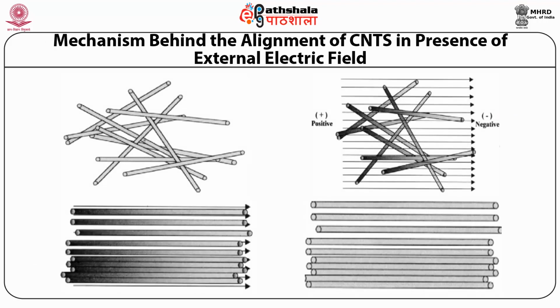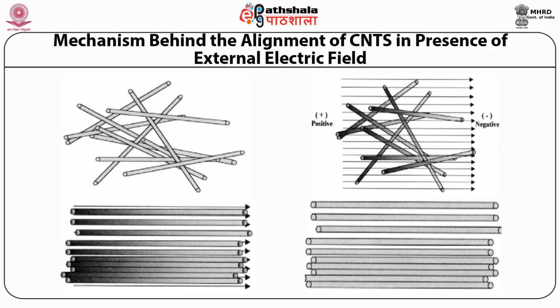I want to discuss the mechanism behind the alignment of CNT in the presence of an external electric field. The random orientation of carbon nanotubes in the absence of an electric field is shown in the figure. The application of an electric field is shown by the horizontal line with an arrow, which induces a shifting of charge density towards the positive polarity on the surface of the tube. The distribution of charge on the tube surface provides an induced dipole moment, resulting in a torque. Torque is equal to P cross E, where P is the polarization and E is the electric field. The torque aligns the tube in the direction of the field.